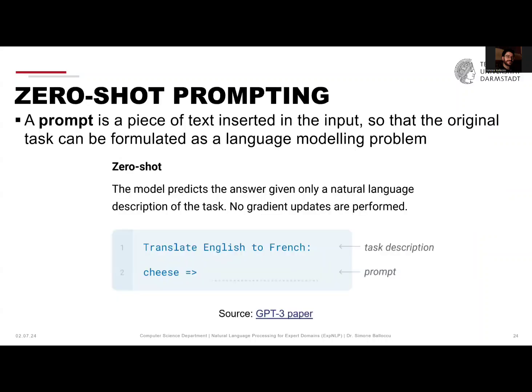And we have various flavors of this. We have zero-shot prompting, which means that I give you a piece of text in the input, and the model has to predict just by the natural language description of the task. So, for example, if I ask the model to translate English to French, given cheese, then I will hope to obtain fromage.